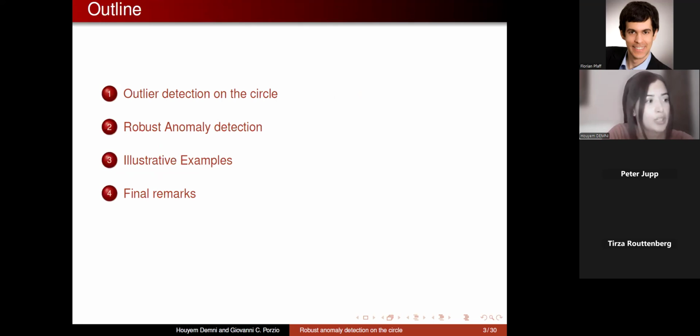So I will start by discussing the outlier detection problem on the circle, then I will tackle the task of robust anomaly detection. After that, I will illustrate the proposed method through some real data examples, and I will conclude by giving some final remarks.